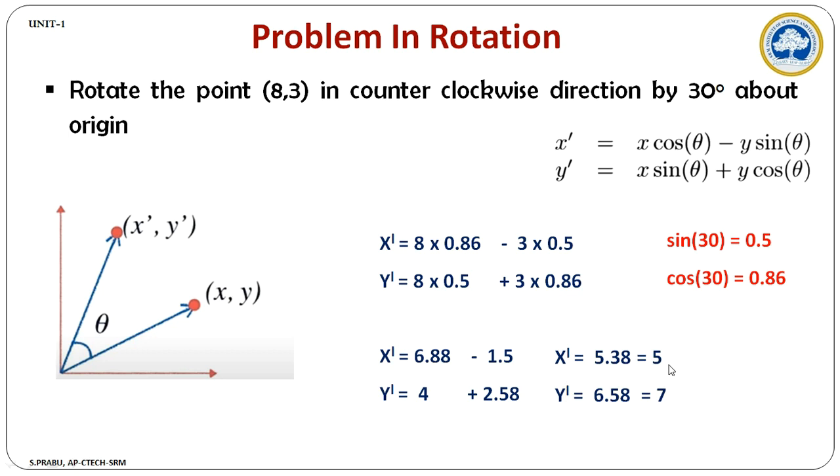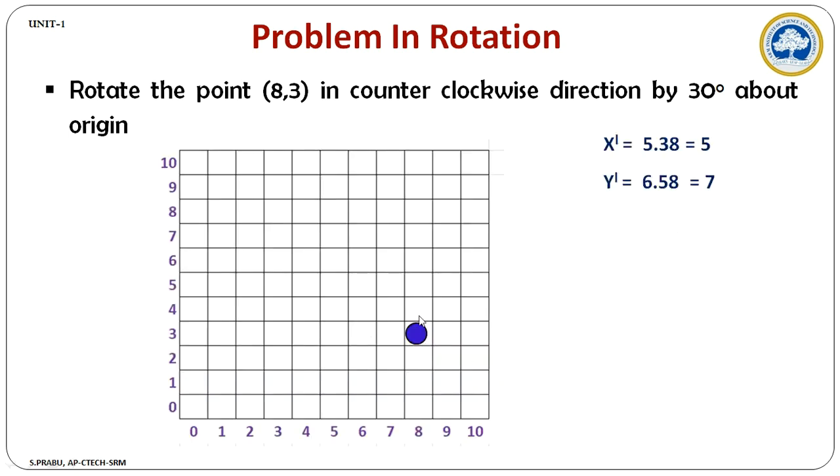I visualize this output in a graph. This is the given point that resides at 8, 3, and after rotation I can get 5, 7, and that can be shifted onto the circular path, 5, 7. So in this way you can solve any rotation problem for any given primitive. That may be a rectangle, that may be a triangle. You can apply this formula to all the vertices, get the new coordinate values and redraw it. You can get the rotated object.